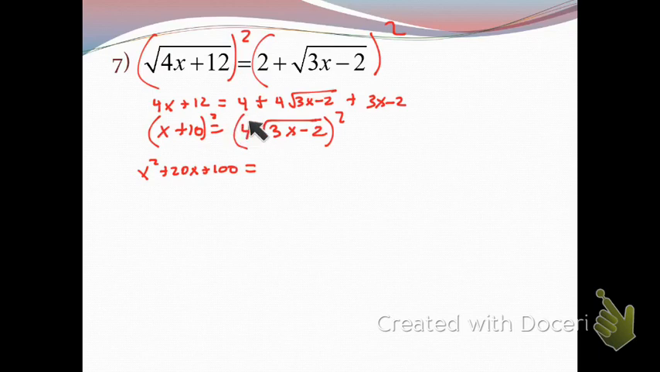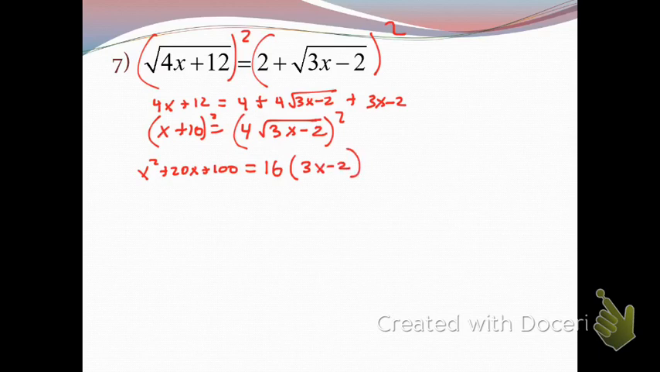So here's my question. What's 4 squared? So 16 times what? Ms. Duffy, what's this become? What's the square root of this squared become? Just 3x minus 2. So it's 16 times 3x minus 2.